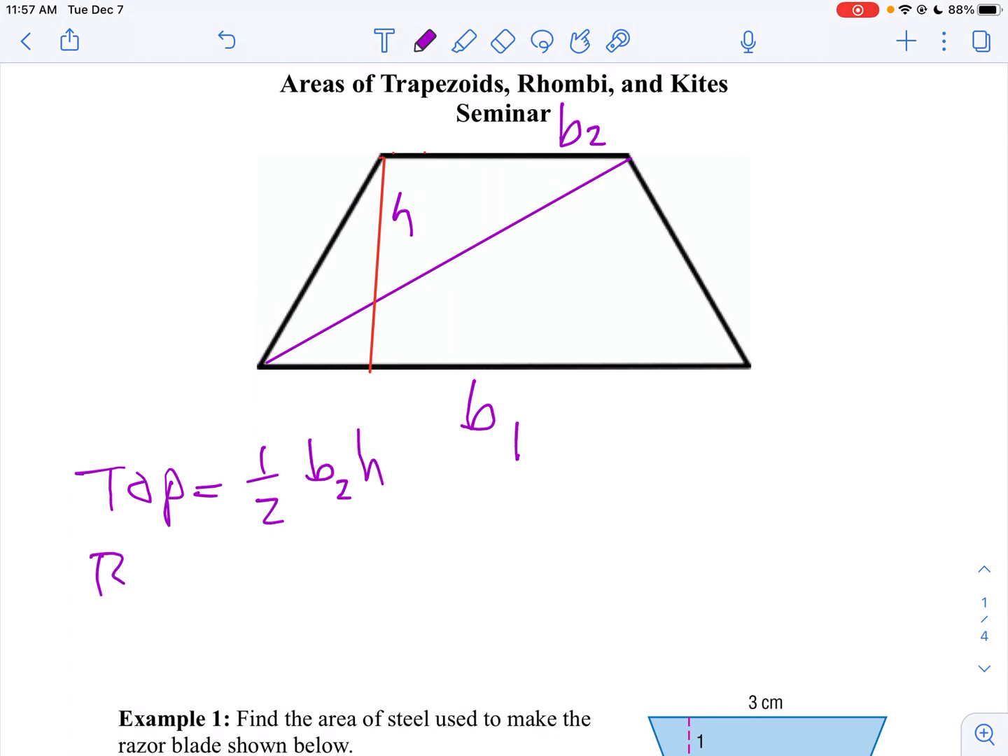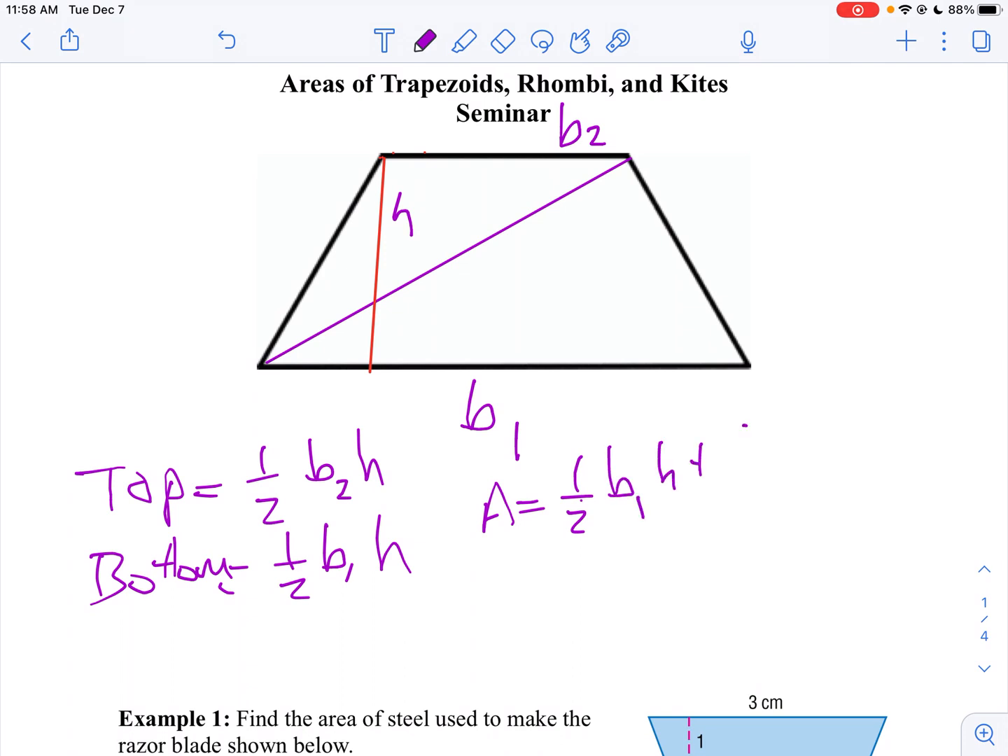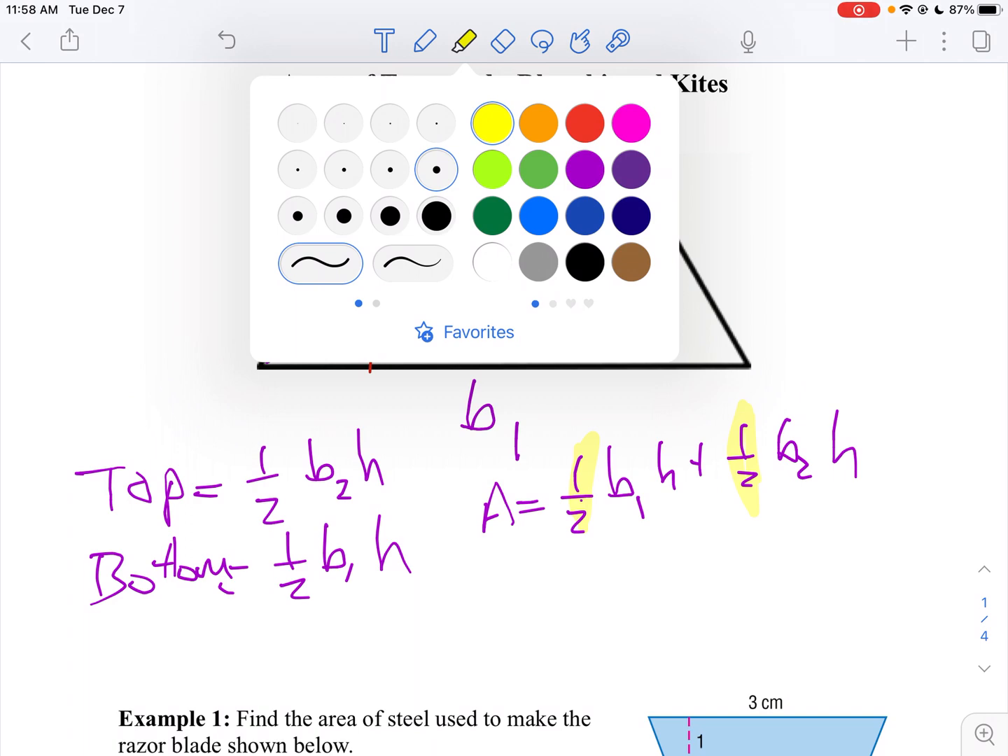Well, my bottom triangle is going to be 1/2 times base 1 times h. So the area of my trapezoid is going to be 1/2 base 1 h plus 1/2 base 2 h. Well, notice there's a 1/2 in each term. I can factor that out. There's an h in each term. I can factor that out.